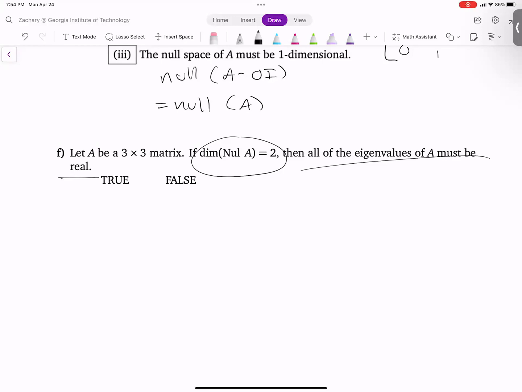So if this is a 4 by 4, it doesn't have to be true, okay? But since it's a 3 by 3, that only leaves one spot left. We can't fill just one spot with one complex number. They have to come in pairs, okay?